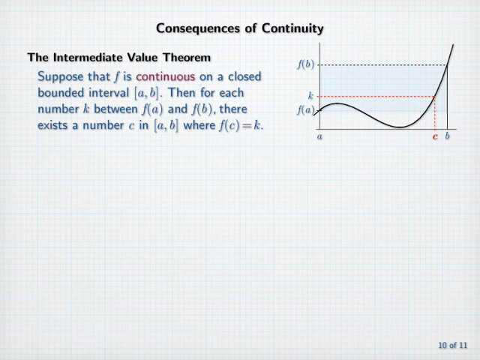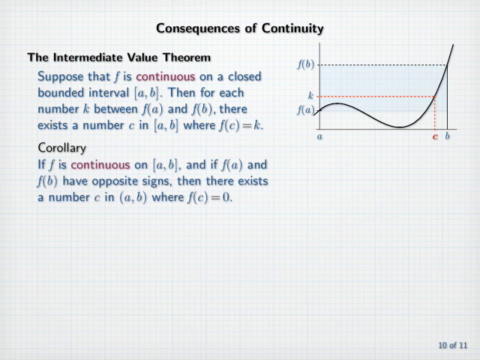A corollary to this is useful for finding zeros of functions. If f is continuous on the closed interval [a, b], and if f of a and f of b have opposite signs, then there exists a number c in the open interval (a, b) where f of c is equal to 0. This is actually just a special case of the intermediate value theorem where k is equal to 0. Notice that there's no guarantee that there's only one such c. In fact, there could be any number of solutions of f of x equals 0 in an interval where the endpoint values have opposite signs.